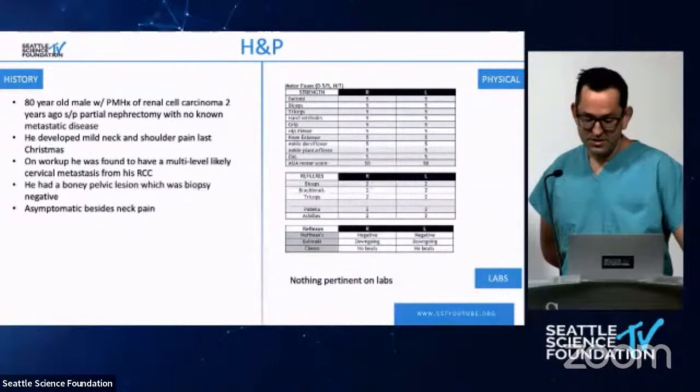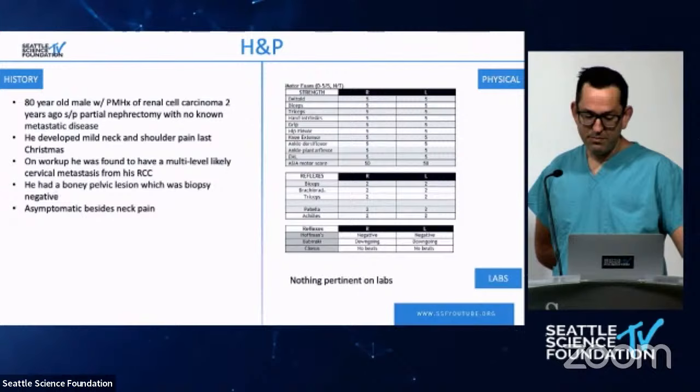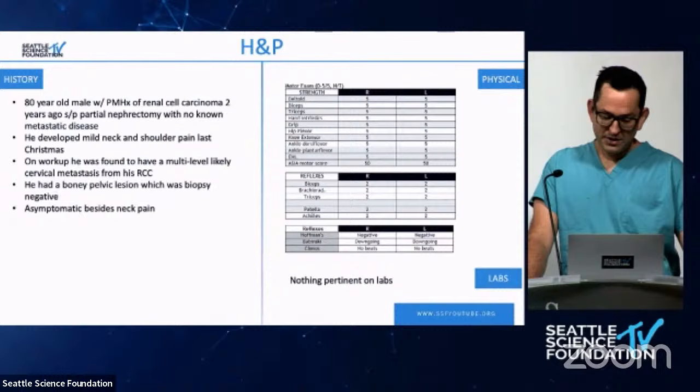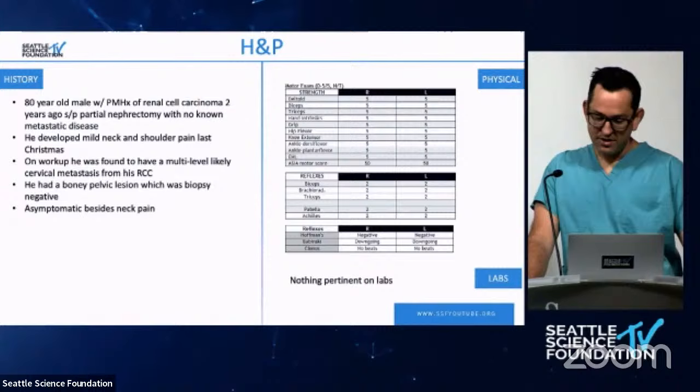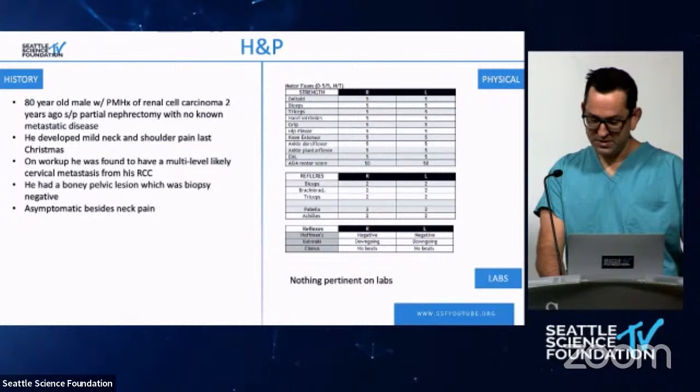He additionally had a bony pelvic lesion, which was biopsied, but they couldn't get any lesional tissue. He is asymptomatic besides neck pain, no myelopathy symptoms or features on physical exam. He has a normal exam, full strength, normal reflexes, normal sensation.